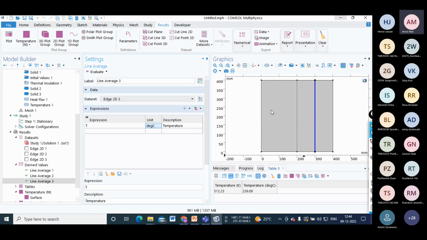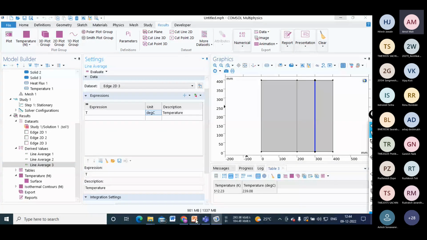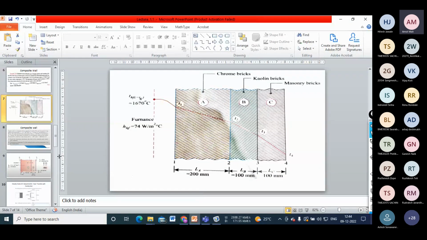Okay, so here you can see the temperature is also decreasing from inner to outer wall. Reason behind this is the thermal conductivity of different material of this composite wall is different. So what is the function of composite wall? To reduce the heat flow rate. So here also you can find out the heat flow rate. Heat flow rate you can find out for this problem also.